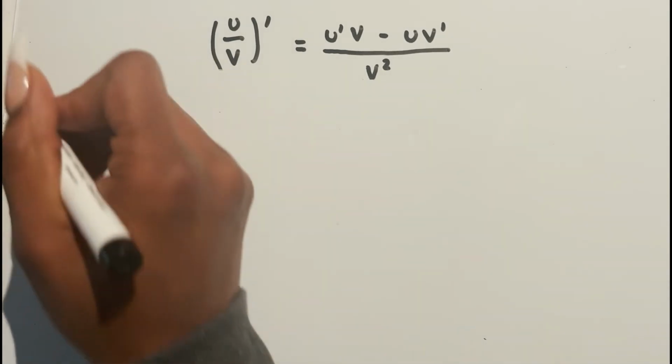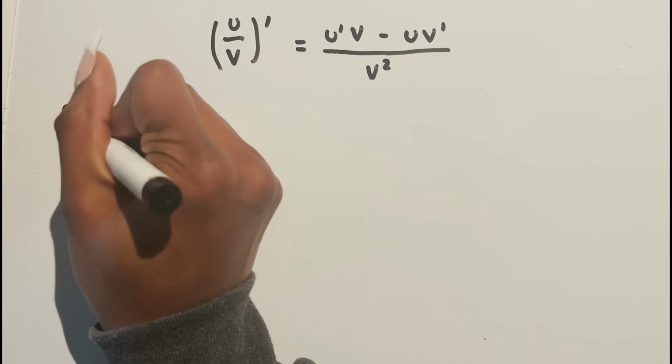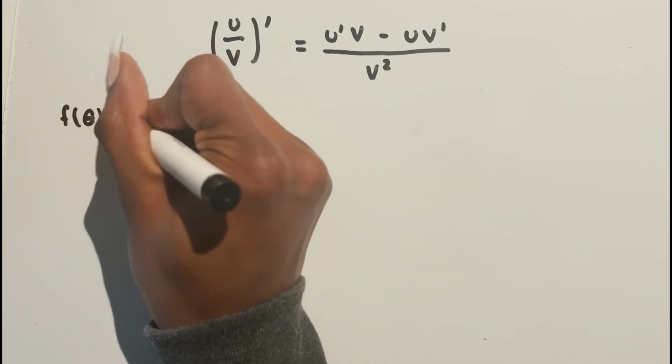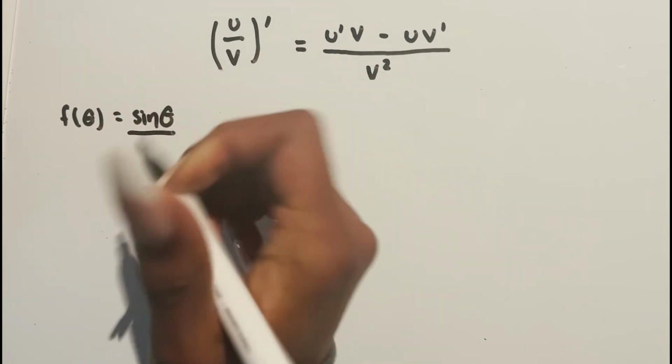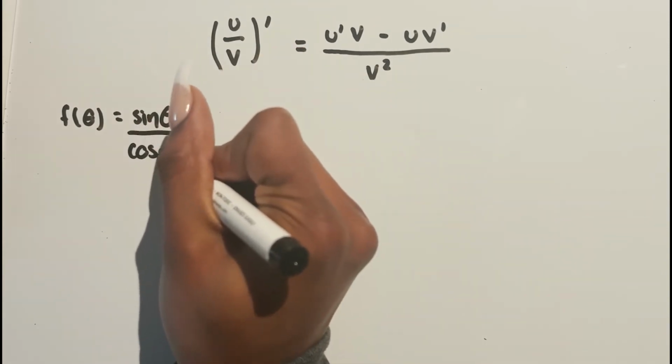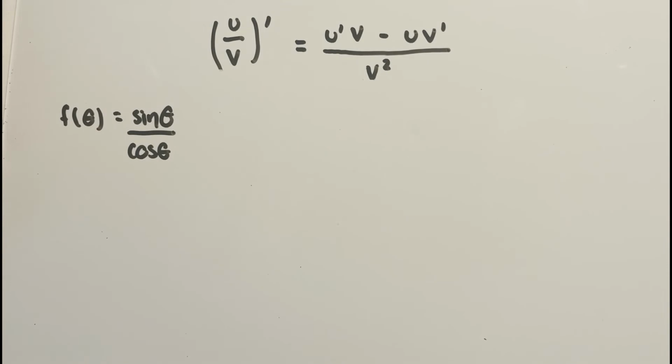Finally, let's take a look at a trig example. Let's take the derivative of the function f of theta equals sine theta over cosine theta. So we'll use the quotient rule to solve for the derivative, and then we'll use what we know about our trig identities to simplify. Let's get started.